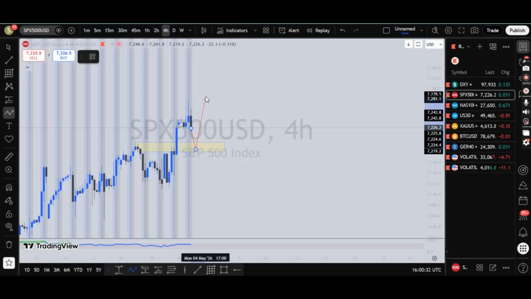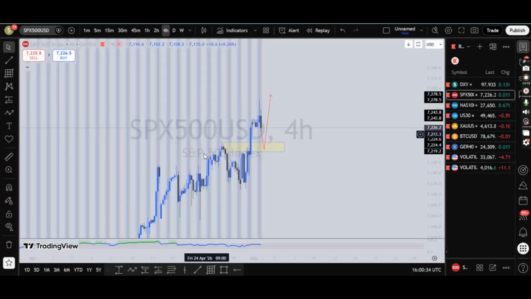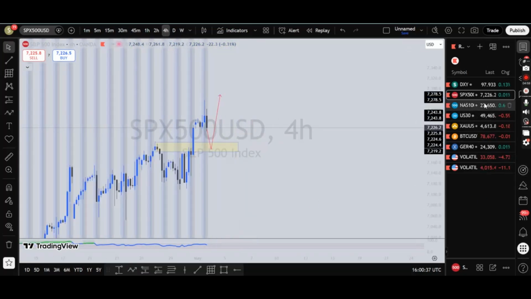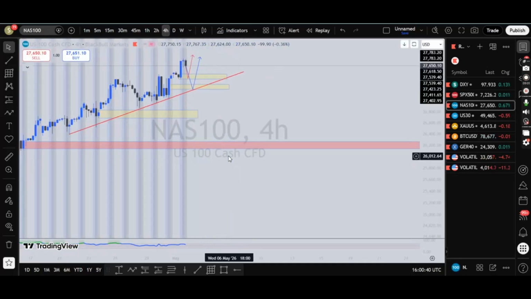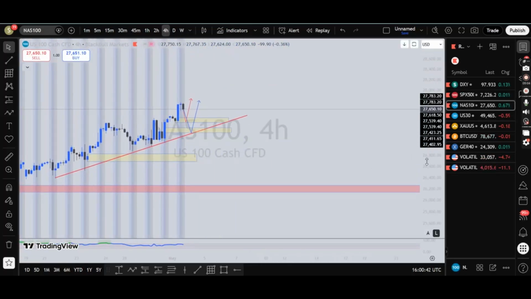Price comes and buys. That's basically what I want to see. Now let's go to my NAS100. What do I have on NAS100? You can see I've marked several zones on my NAS100.